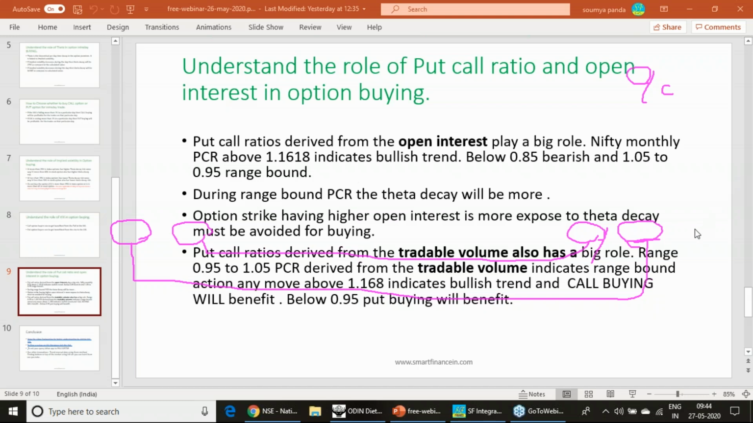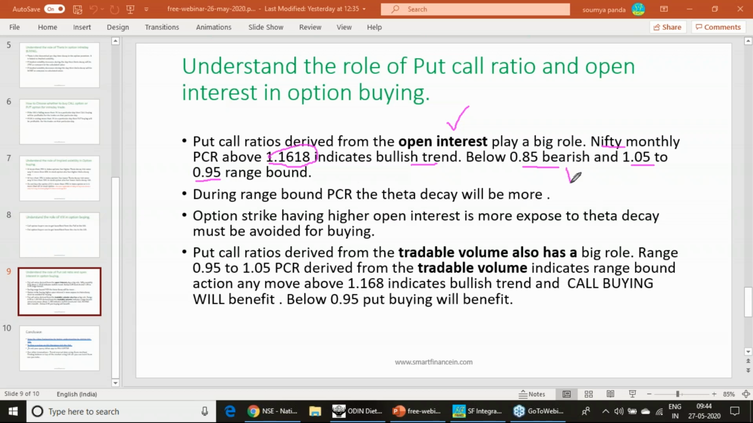So you have understood the calculations. Now, what numbers does it say? In the monthly contract, and that is applicable only for Nifty: if the put call ratio derived from open interest is above 1.161, it indicates a bullish trend; below 0.85, a bearish trend; and 0.85 to 0.95, a range bound trend. Range bound trend means more theta decay will happen. Bearish trend means IVs will increase, so less theta decay will happen. Bullish trend means IVs will fall, which also gives more theta decay.